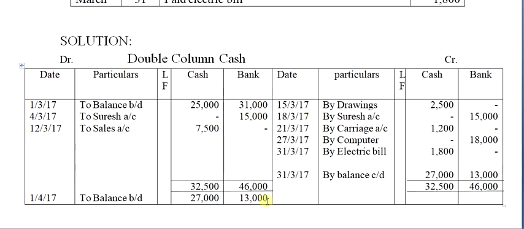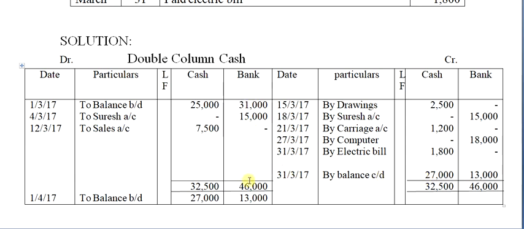Now total it on both the debit as well as credit side of the cash column. Which side is more? Debit side, cash column is more. How much is there? 32,500. The same total to the credit side, 32,500. 32,500 minus 2,500 minus 1,200 minus 1,800, you will be getting 27,000 as the balance. How much is the closing balance? You will be getting 27,000.